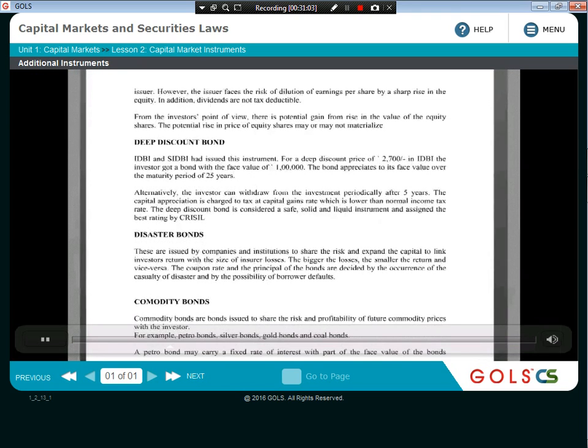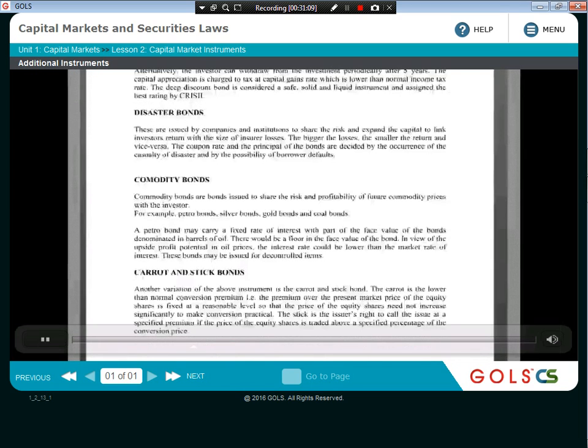Somebody asked me a question about petro bonds. That is the answer to that question: petro bond, disaster bonds. So these are issued by companies and institutions to share the risk and expand the capital, link investor returns with the size of insurer losses. The bigger the loss, the smaller the return, and vice versa. So these are typically issued by insurance companies, and the coupon rate and the principal are decided by occurrence of a casualty or disaster and the possibility of borrower's defaults.